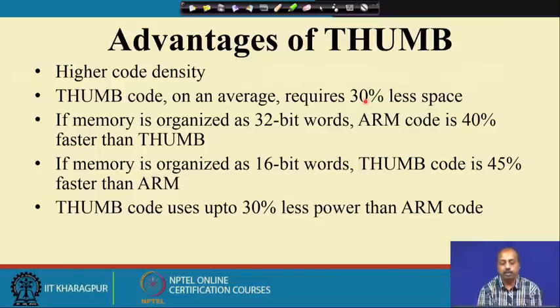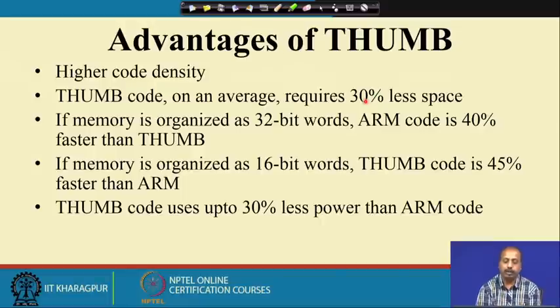Why does this happen? Because when the memory is organized as 32 bit word, in each memory access the processor gets one ARM instruction, whereas it gets two thumb instructions, but they have to be passed through the decompressor. So that way it will be slowing down.